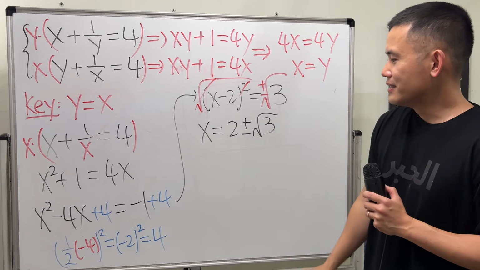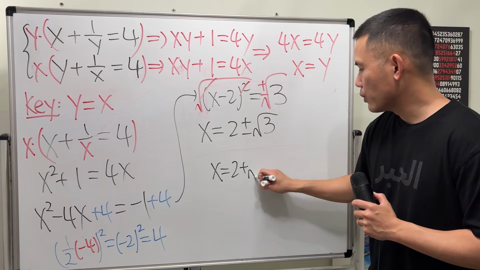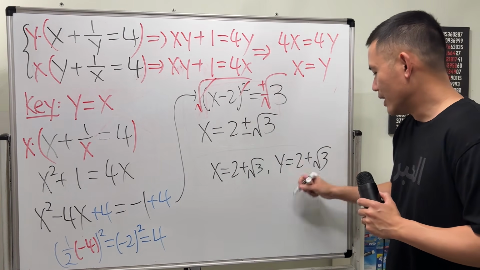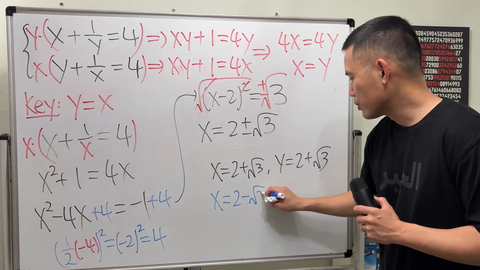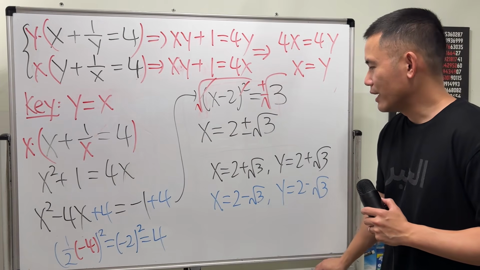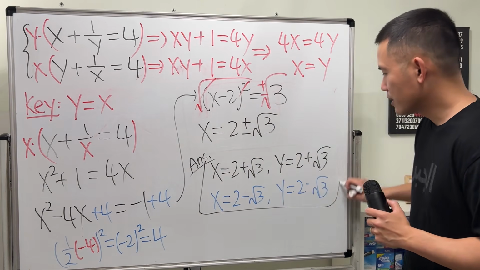So in fact, this is it. We can say when x is equal to 2 plus square root of 3, y is the same thing. Or the other possibility is when you have 2 minus square root of 3, y is again the same thing. So we have these two sets of solutions, and that's it. Well done.